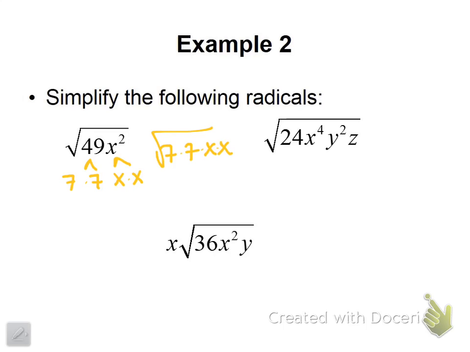Okay, now we got to find our buddies. So buddies, buddies, 1 dies to get out, 1 dies to get out. So my 7 comes out and my x comes out. So nothing's in my square root. There's nothing left. So we're just going to have 7x as my answer.